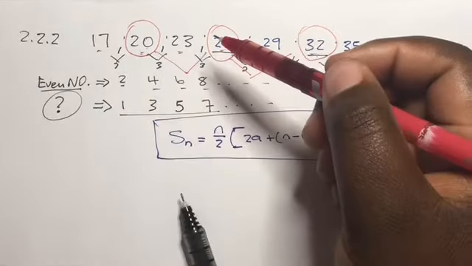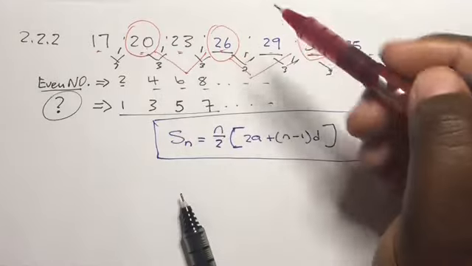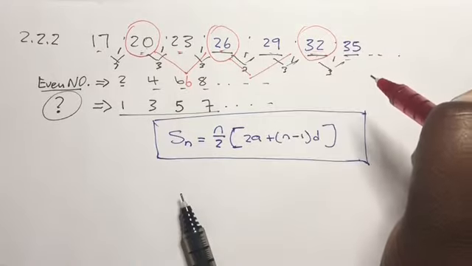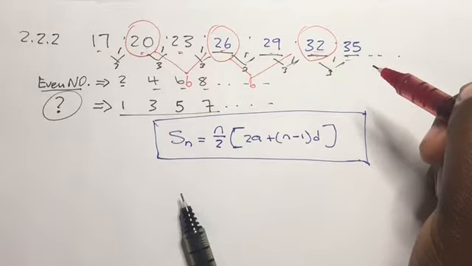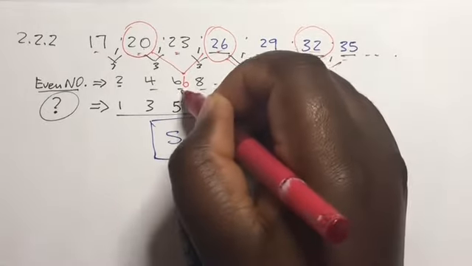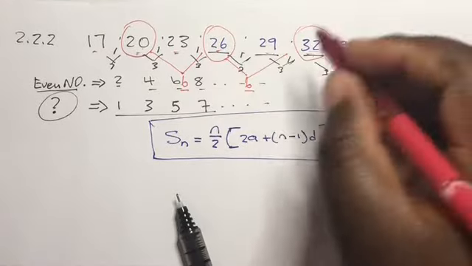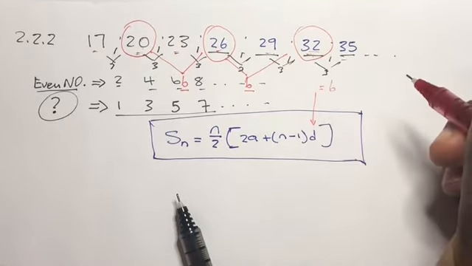And most importantly, the difference between these even numbers should be constant, just like 3 was constant. So let's see. So when you subtract 20 from 26, let's see what we get. We get 6. When we subtract 26 from 32, what we get is 6. So that obviously means our common difference of the even numbers of this sequence is 6. So we know our D is equal to 6.